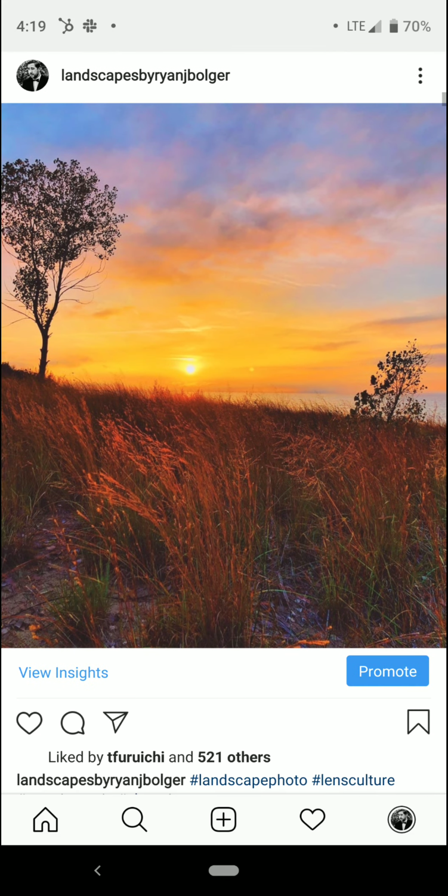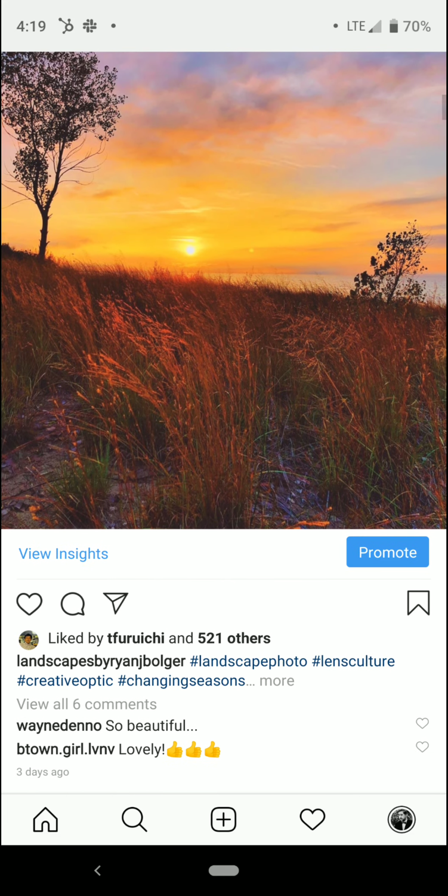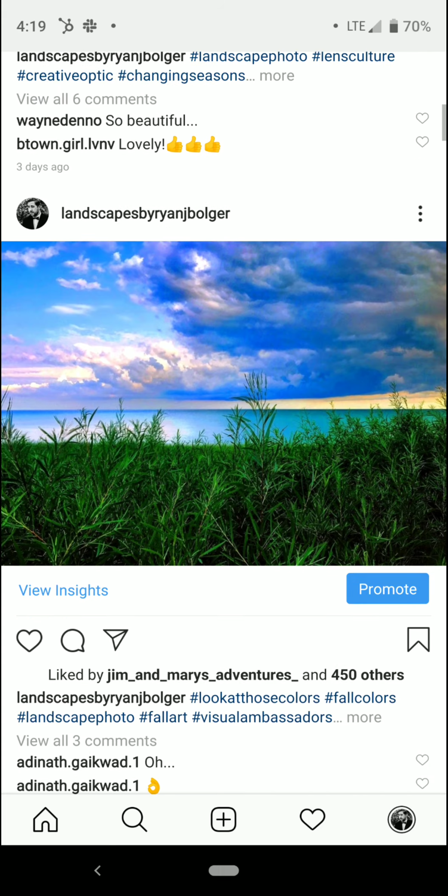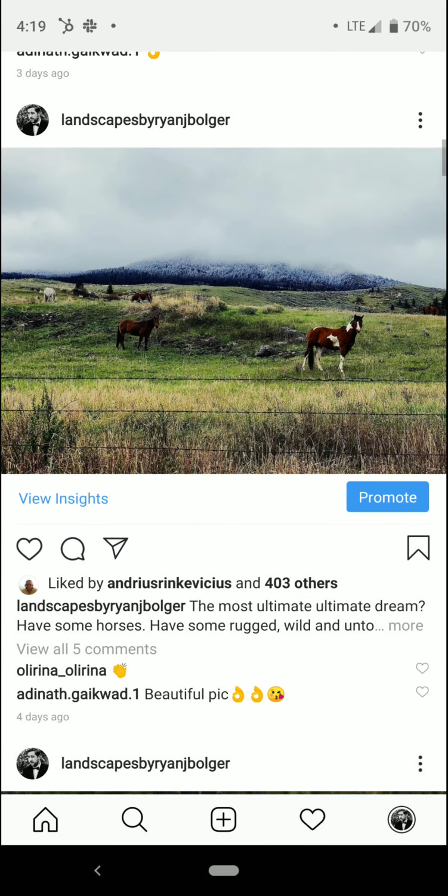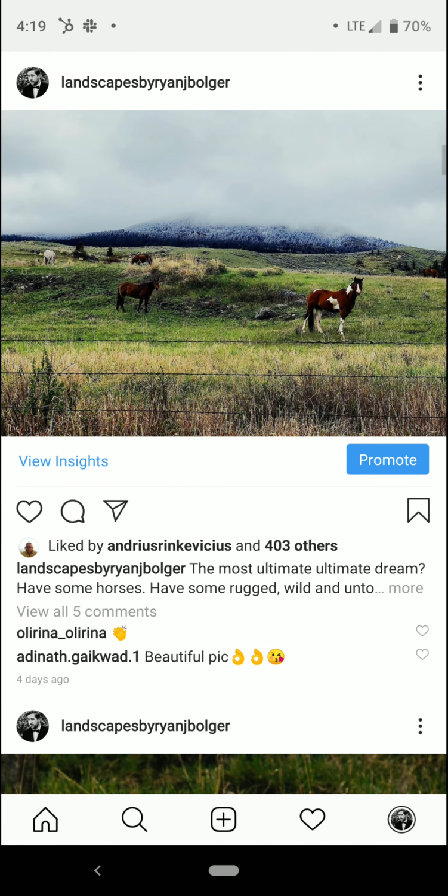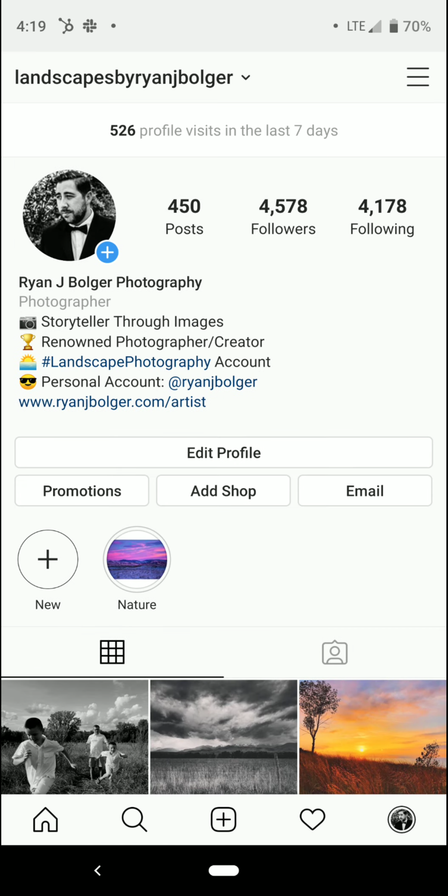If we look through his account, you can see a little over 500 likes on this picture, 450, 400. So his engagement rate is pretty good for the size of his account. He's getting anywhere from, let's say, 7 to 12% engagement ratio. The way I'm getting that number is taking the average number of likes on a post and dividing it by the number of followers. That's how you get your engagement ratio.